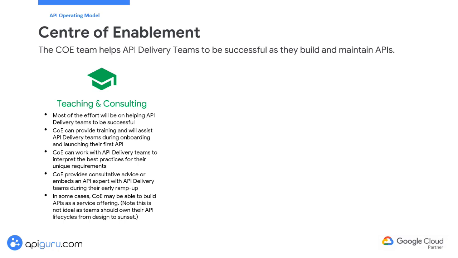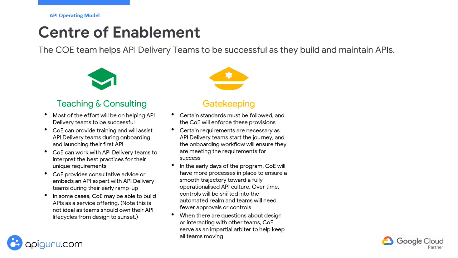However, it's important to remember that teams should ideally own their API lifecycles from design to sunset. Next, we have gatekeeping. The COE ensures that certain standards are met and enforces requirements as API delivery teams begin their journey. During the early phases of the program, the COE will implement more processes to ensure a smooth transition toward a fully operational API culture.